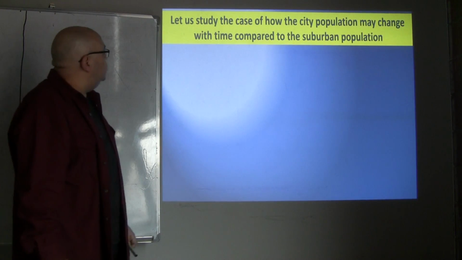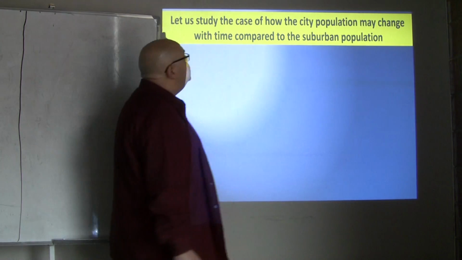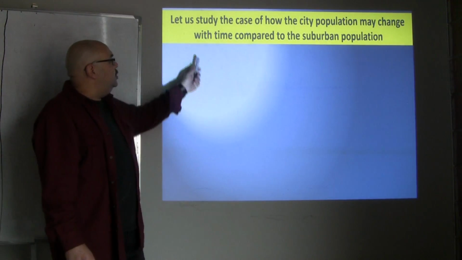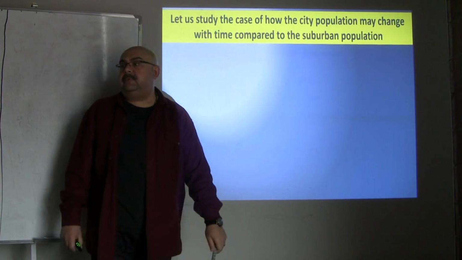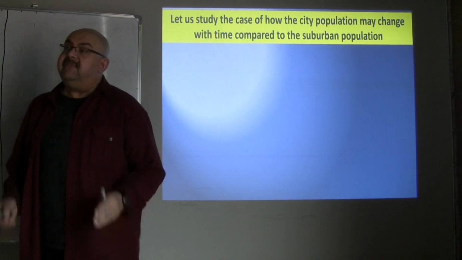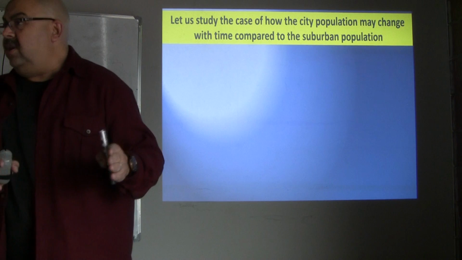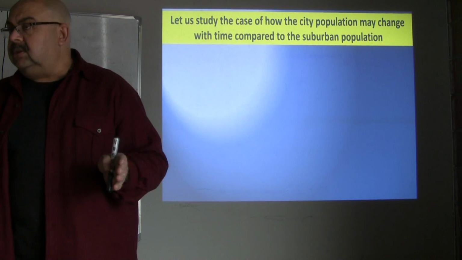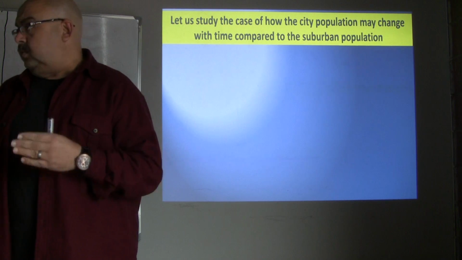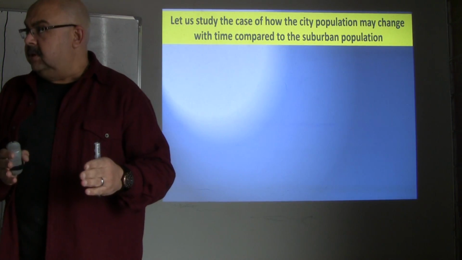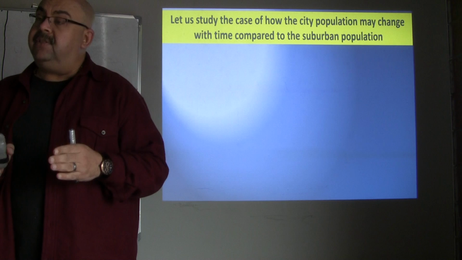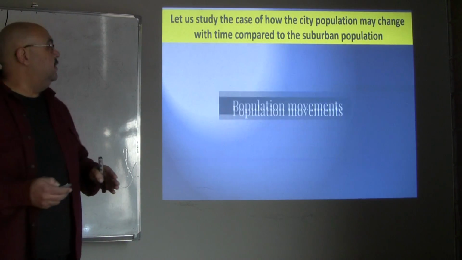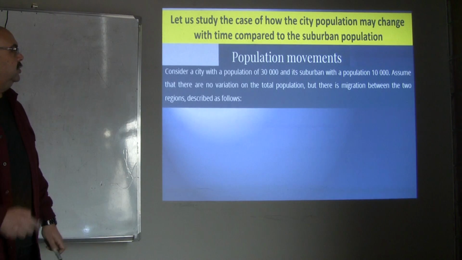I will start, as I told you, with the city population model, which may change with time compared to the suburban population. If I have a huge city like Cairo and some suburbs around it, in most cases there will be a movement of the population, either from the city to the suburbs or vice versa. This model will focus on this issue.